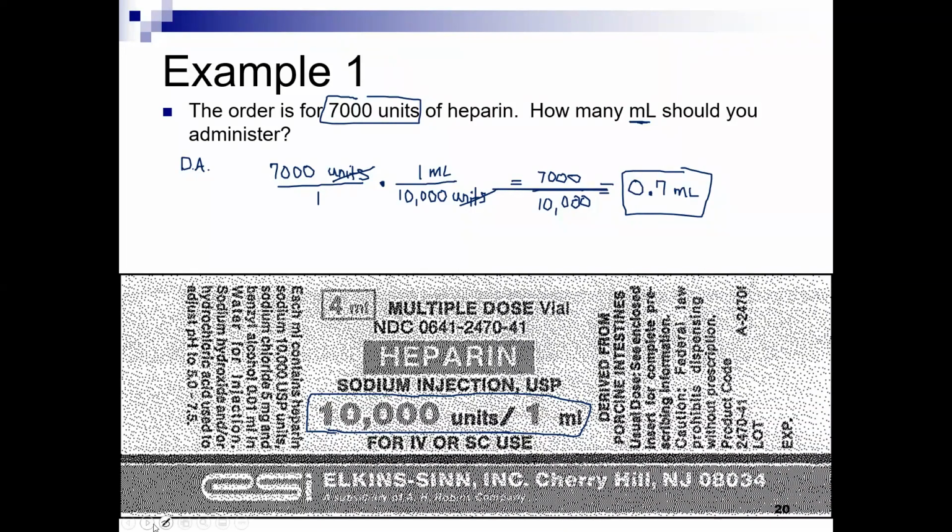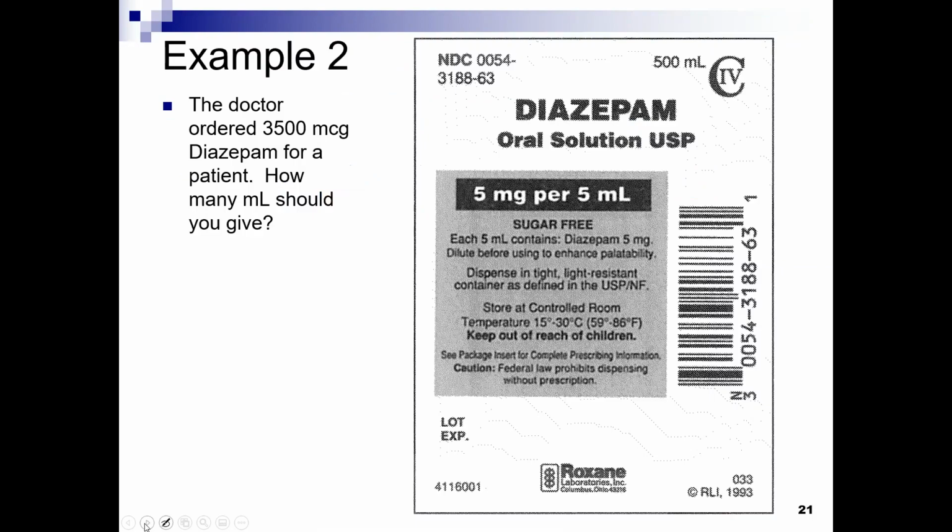All right, let's do another example. So take a look at the next one. In this problem, it says the doctor ordered 3,500 micrograms. So that's the order. That's where I'm going to start my problem. Even before I look at the label, I'm going to set this up, micrograms over 1. Then I need to find the strength to figure out the milliliters. And so the strength, very obvious here, 5 milligrams per 5 ml.